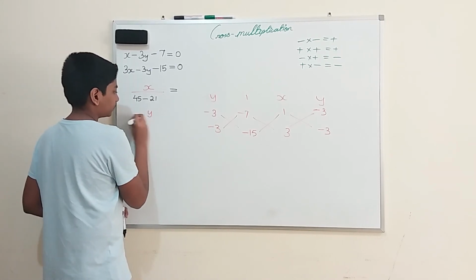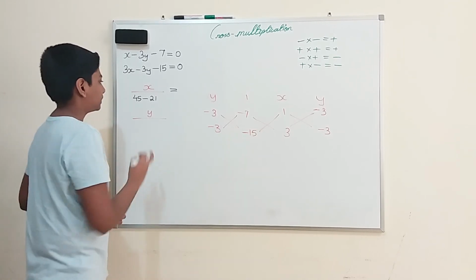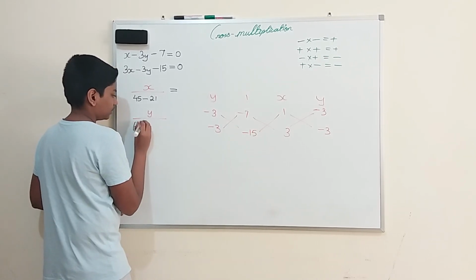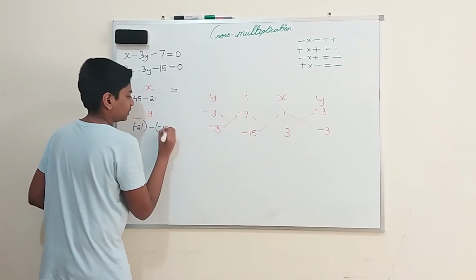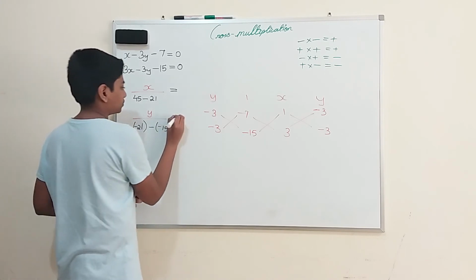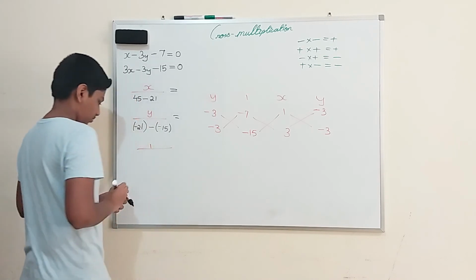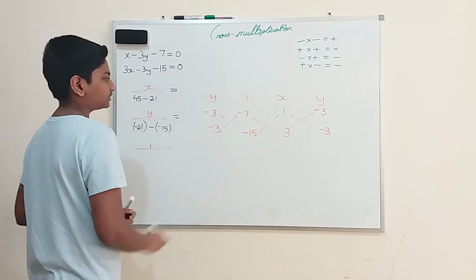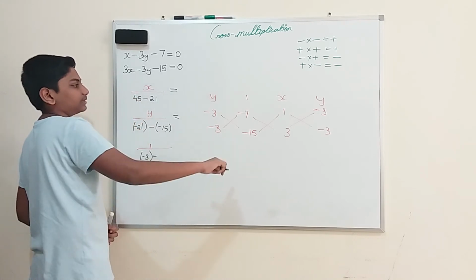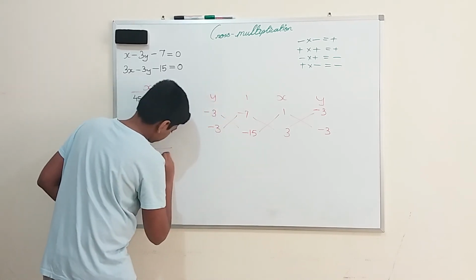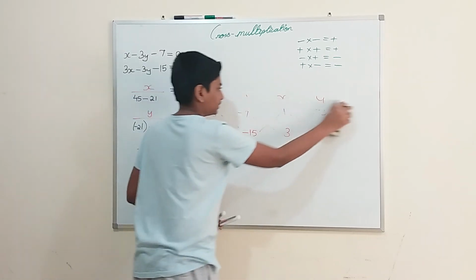y by minus 7 into 3, which is nothing but minus 21, minus 15 into 1 is nothing but minus 15, and which is equal to 1 by 1 into minus 3 itself, and minus 3 into minus 3 is nothing but minus 9. Now we got the information we need. Now we'll just rub it aside.